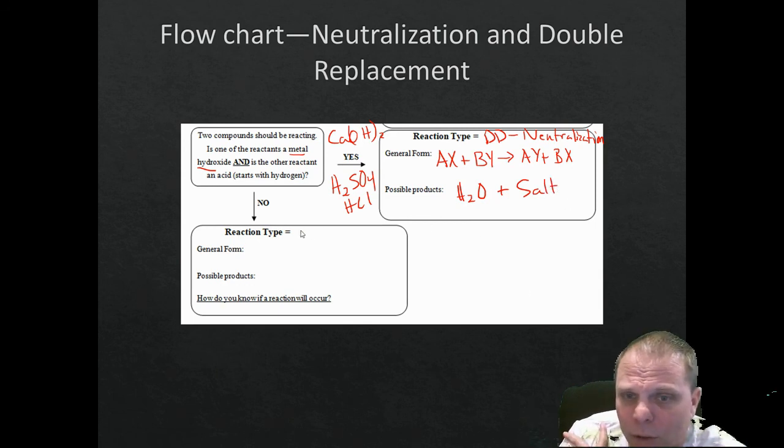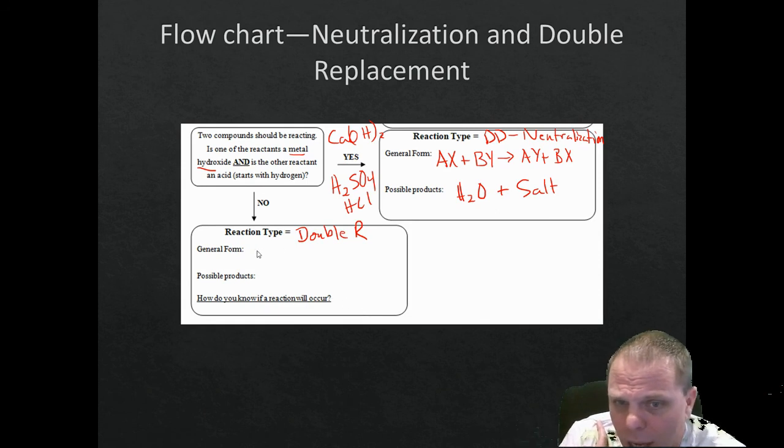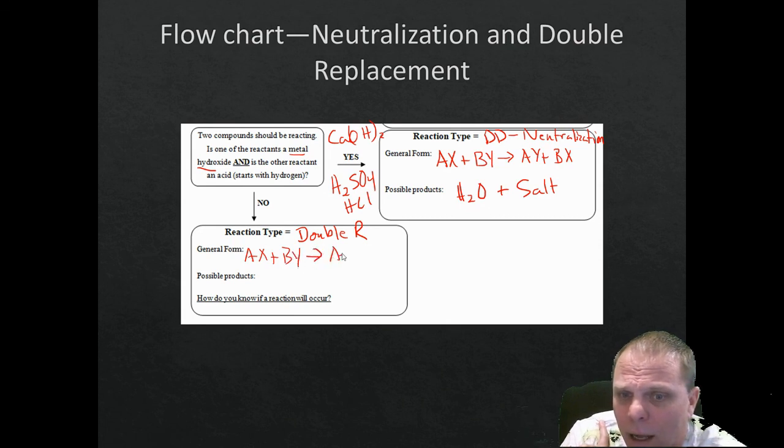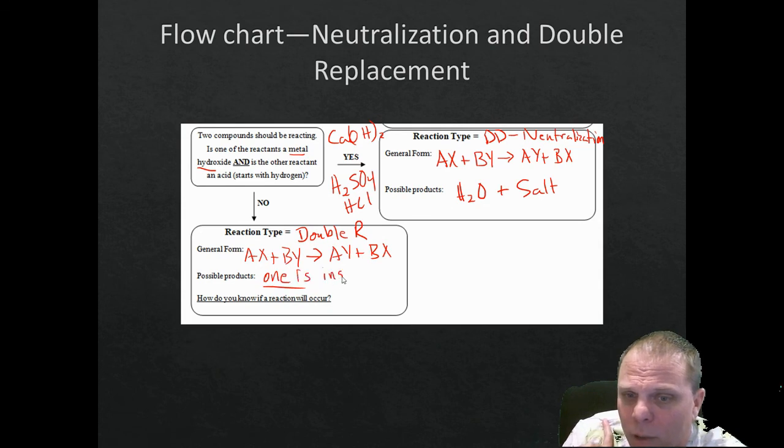So finally, we come to our normal one. If it's not that type, it's just a normal, regular old double replacement or double displacement reaction. And again, that form is still the same: AX plus BY gives you AY plus BX. And products can be lots of things, but one is going to be insoluble, right? One's going to leave as a gas or be a precipitate.